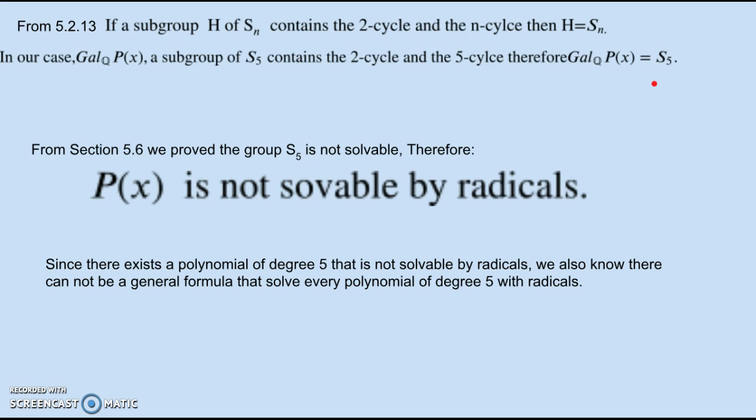We also know there cannot be a general formula that solves every polynomial of degree 5 by radicals, because we just found one that is not solvable by radicals. So there's no general formula to solve polynomials of degree 5.